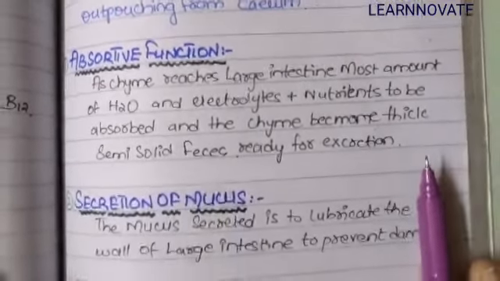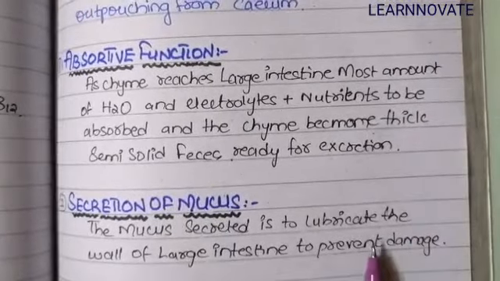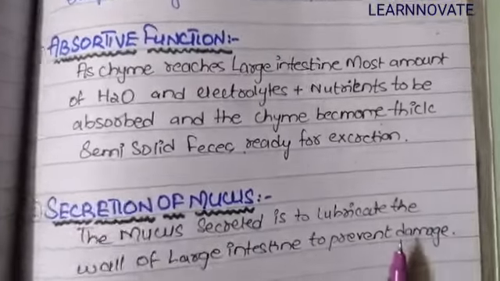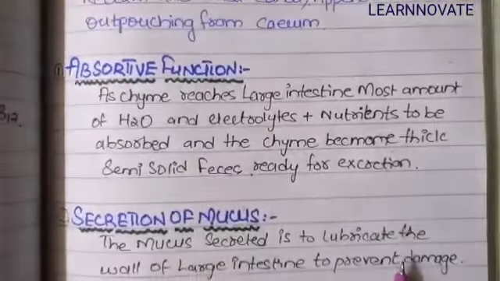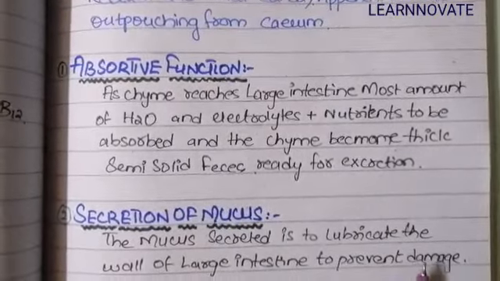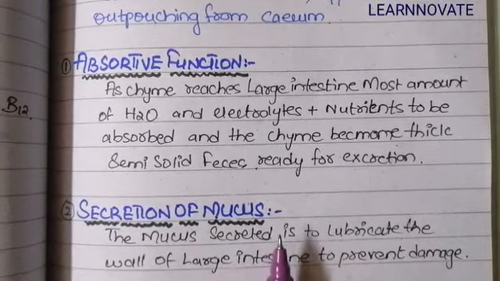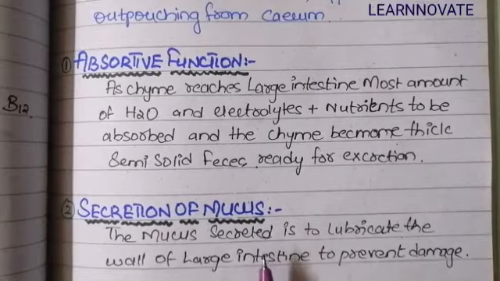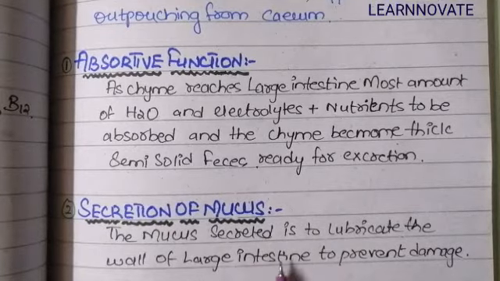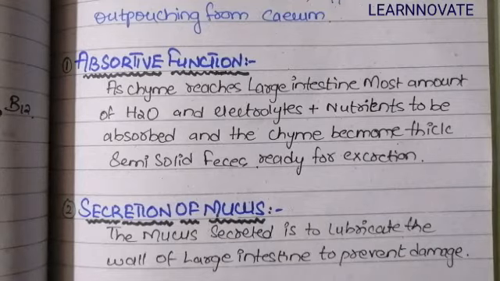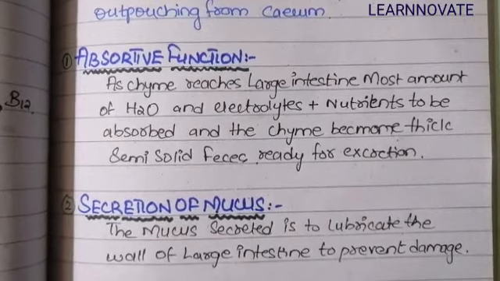The second important function is the secretion of mucus. The mucus cells present in the large intestine secrete a large amount of mucus. The function of mucus, as we all know, is lubrication. In the large intestine, this mucus lubricates the walls to prevent damage from the hard feces that are going to be eliminated.